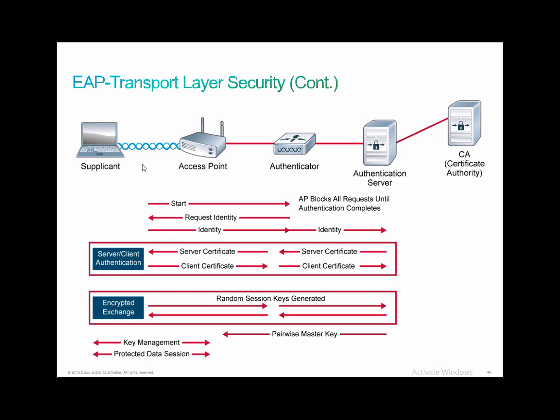Remember, during this whole process, the client, which is the supplicant in this case, can't send real data. It can't send regular frames across the network. The door is still closed at the access point level. So even though I might be associated to the SSID, I'm not able to send actual data. All right? So at this stage, both the client and authentication server have proven their identities to each other. So they now have a way of sending encrypted messages to each other.